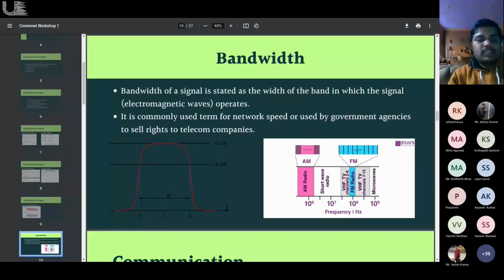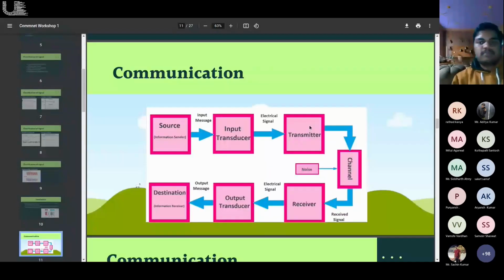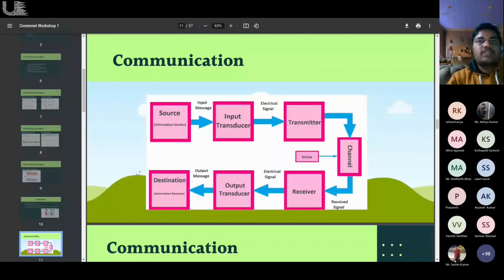We calculate the frequencies at which the gain is equal to half of the maximum gain, and the difference between the frequencies corresponding to those gains is equal to the bandwidth. I think everyone understood this. Here in the y-axis we are plotting the gain. So I think that's all we should know about the signal.